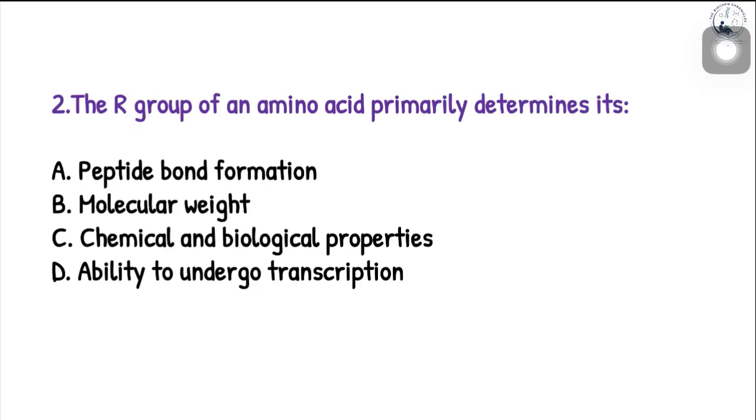So the next question is, the R group of an amino acid primarily determines its, the R group is the variable group which we saw. Is it the peptide bond formation? Just now we saw it as amino and carboxyl. So obviously no. Is it the molecular weight? Again no. Chemical and biological properties. This is what we saw, right? So yes. And its ability to undergo transcription? Not at all. So the answer is C. The R group is important for your chemical and biological properties.